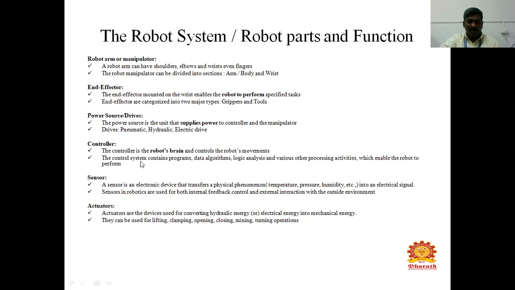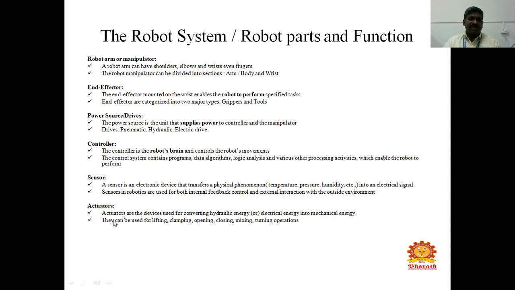The control system contains the program, data, algorithm, logic analysis and various other processing activities which enable the robot to perform. Okay, sensor. The next component is the sensor. The sensor is an electronic device that can transfer a physical phenomenon, temperature, pressure, humidity, etc., into an electrical signal. Sensors in robotics are used for both internal feedback control and external interaction with the outside environment.